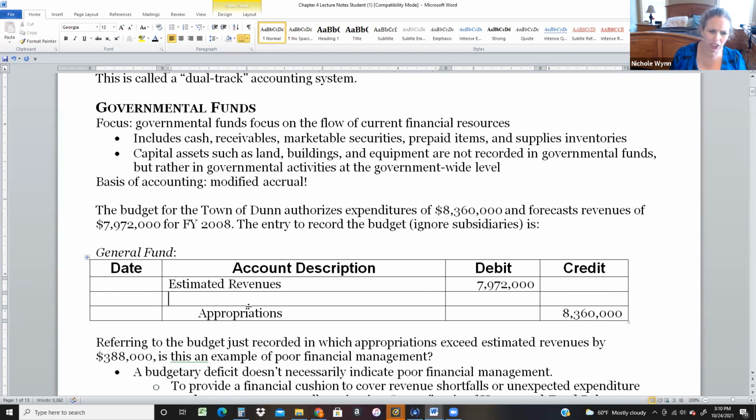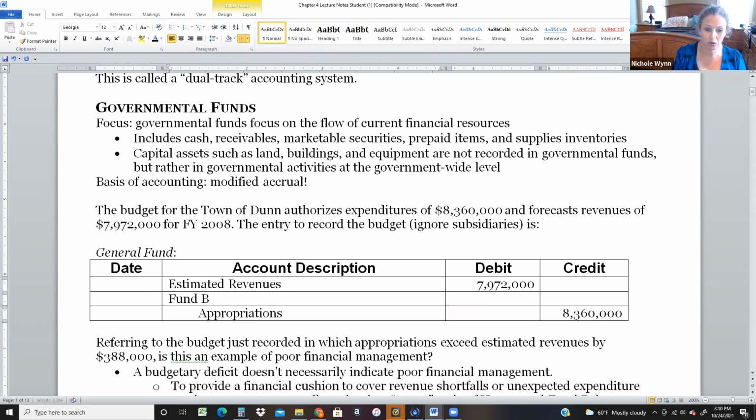Now, it does not matter if this is a debit or a credit. It can be a debit or a credit, just depending on if your revenues are more than your appropriations or your appropriations are more than your revenues. So in this particular example, we have expenditures of 8,360,000. Those are estimated expenditures, which we call appropriations, and then our revenues are the 7,972. So the difference needs to be a debit.